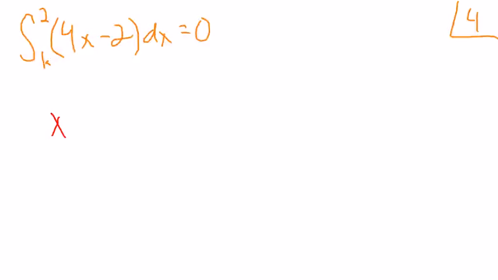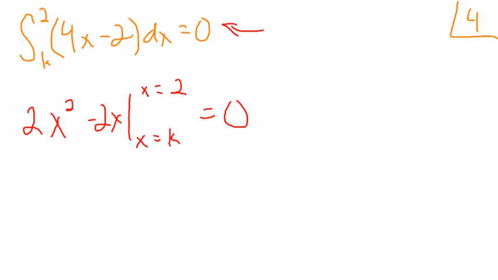That gives me x squared with a 2 out front, and then integrate the 2x to the 2, and get a minus 2x. And that needs to be evaluated from x equals k to x equals 2, and I need that to be equal to 0. That's what this is right here. So what I'm going to do is write it out as if I was plugging in these two numbers, but just have it set equal to 0.